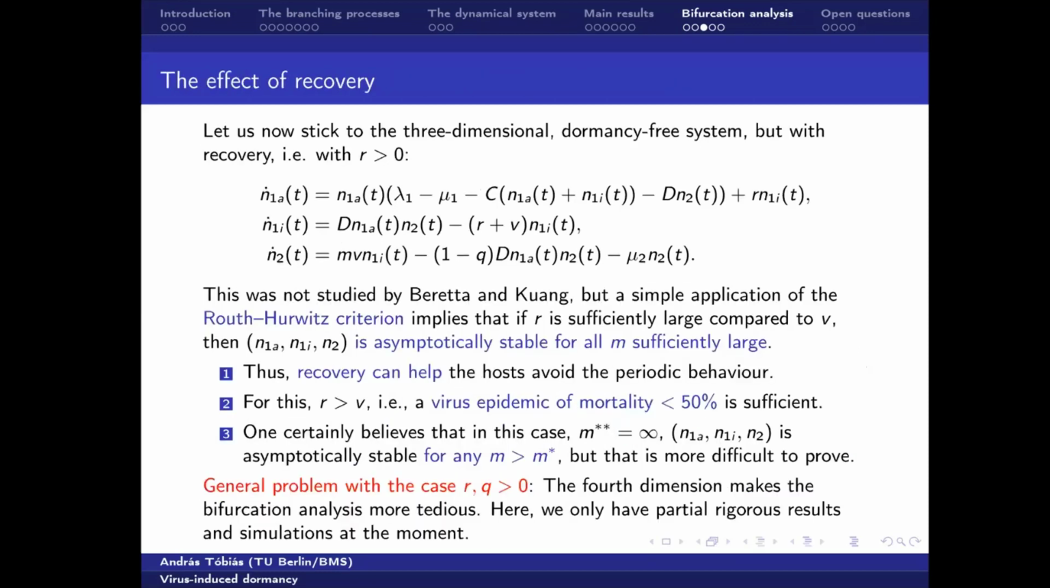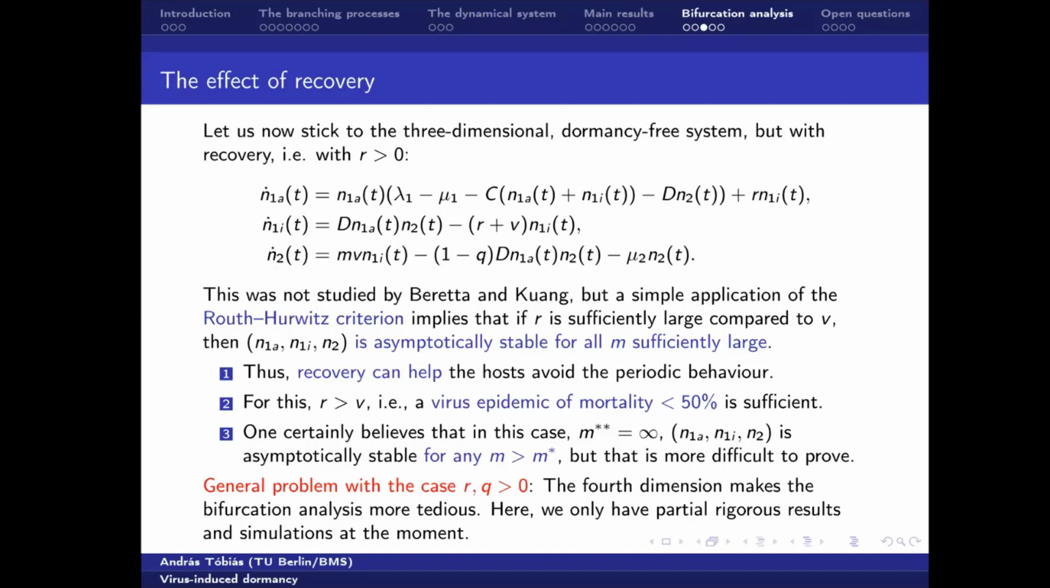And now let's put in recovery. We still don't put dormancy, but we make R positive. Looking at this Jacobi matrix at the coexistence equilibrium, which now has only 3 coordinates because we have no dormancy, we see that if R is large enough, if we have a low enough mortality of this virus epidemic, then we can preserve the stability of the equilibrium. At least for very large M, by the Hurwitz criterion, we can see that we have stability of this equilibrium. So recovery can help the host avoid this periodic behavior.